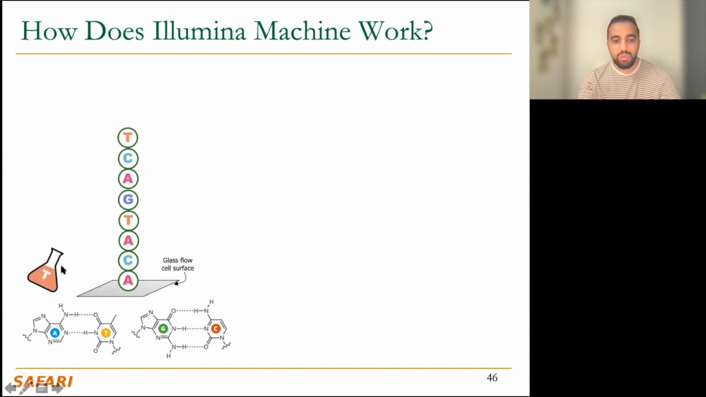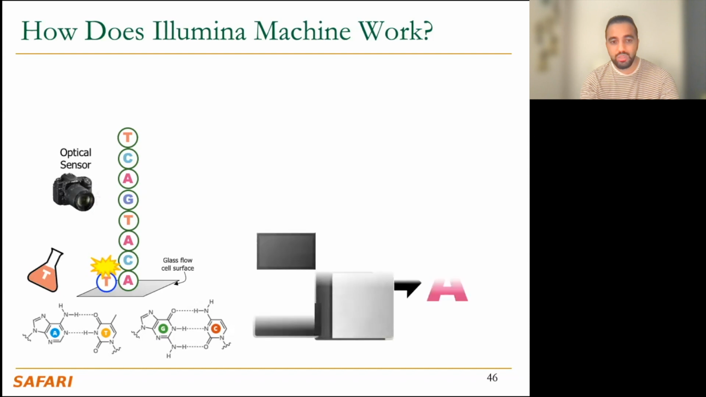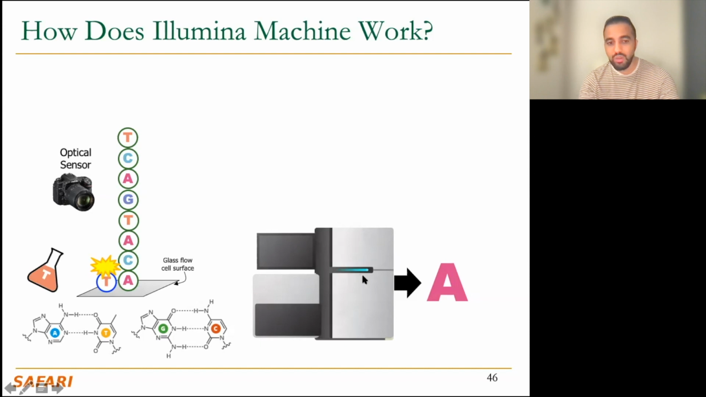So we add the thymine. We have no information about the content of this DNA strand, so we don't know if there is an A here or not. We add the thymine, and we have an optical sensor to watch the chemical reaction, which is basically a camera. If the chemical reaction happens between the thymine and the base, the optical sensor will capture that, and it will give you the letter A. How do you know it was A? Because only adenine will chemically bind to thymine. If we add thymine and a chemical reaction happens, then we know that was A over there.